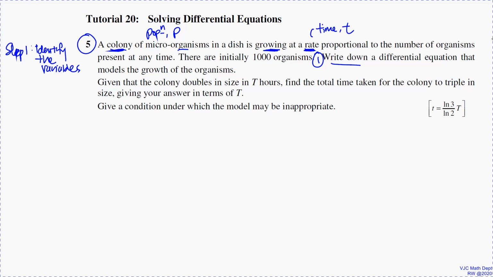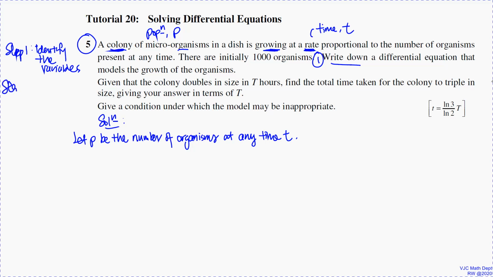I think it's not difficult to identify the variables here. We talk about a colony growing, that means we are talking about population. Let's call this P. And we talk about rate, so time t. So all that we have is only P and t. So this is part of the solution now. We'll just say let P be the number of organisms at any time t. So we define P and t in one line.